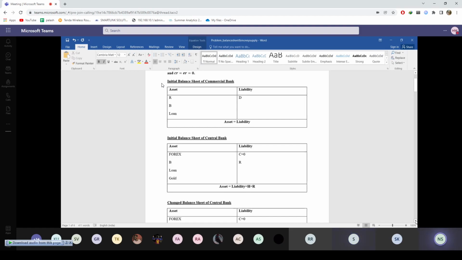Asset equals liability. Is the balance sheet balanced? Oh, no. So actually it should be minus in both. So you say R minus 100, D minus 100, and it balances, right? Very good. That is the answer of Namya.